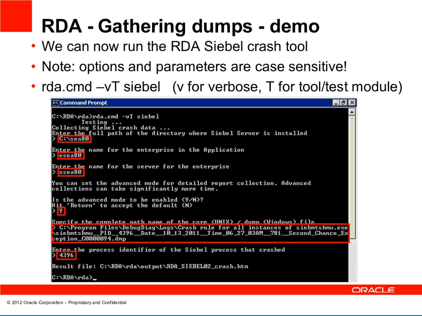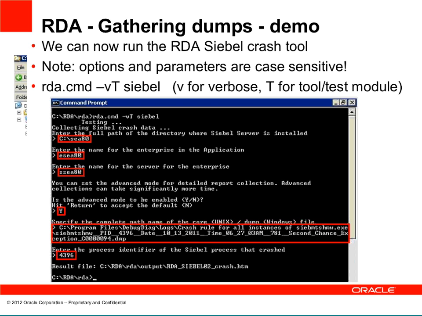I've highlighted the options there, so we're specifying the directory where the Siebel server is located, the name of the enterprise, and the name of the Siebel server. In this case we actually want it to run what's called the advanced mode, and the advanced mode is to gather a dump file as well. We specify both the path and the name of the dump in the screenshot there, and the very last entry there is the process ID of the crash process.